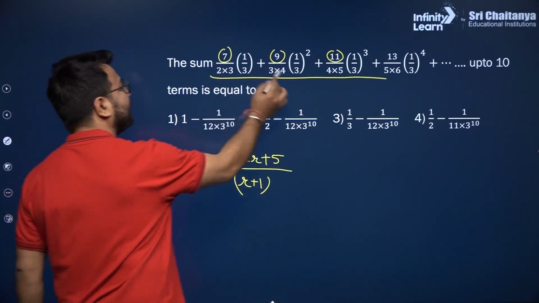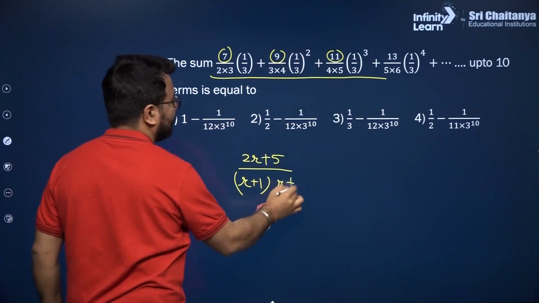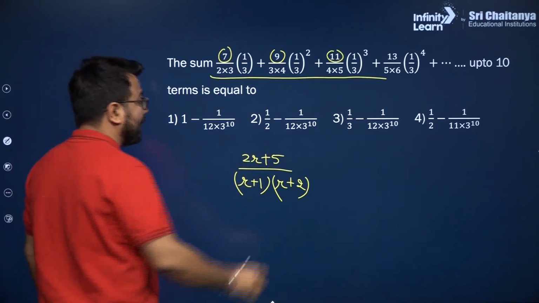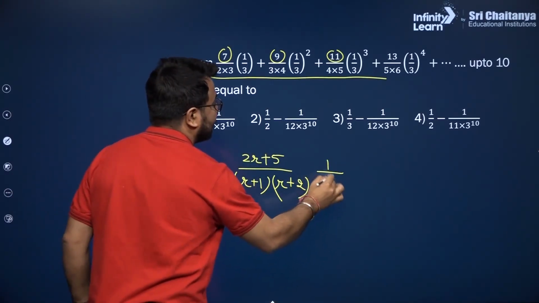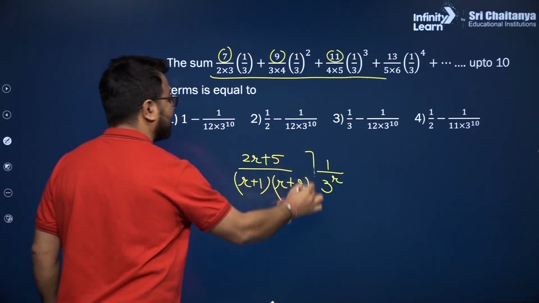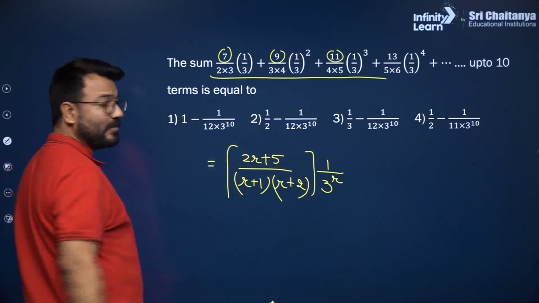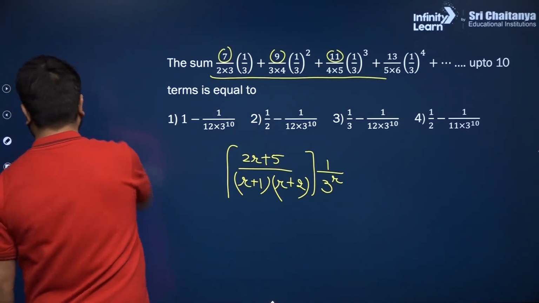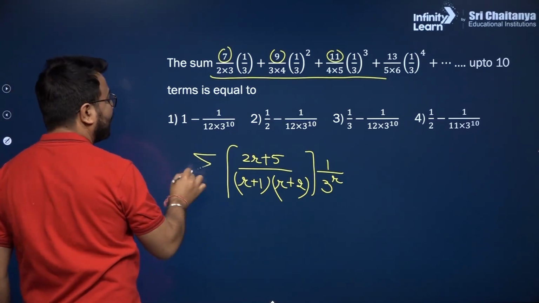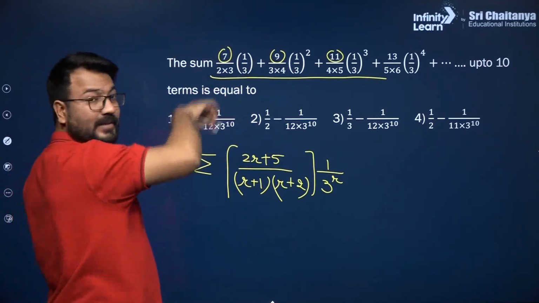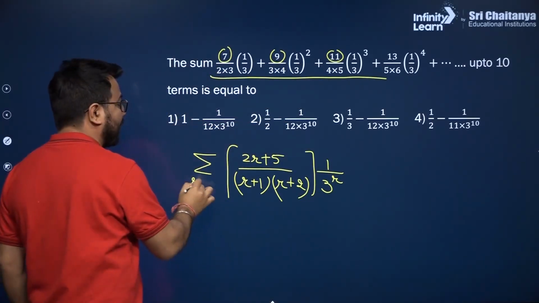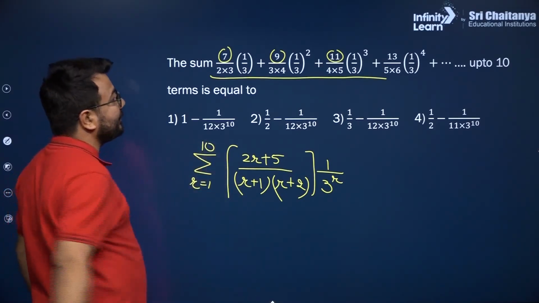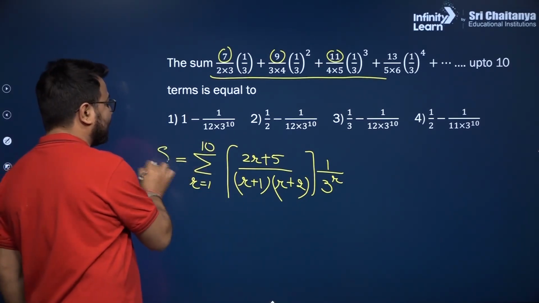And here we have 3, 4, 5. This will be r plus 2. So 2r plus 5 upon (r plus 1)(r plus 2). Along with that, 1 upon 3 raised to the power r is also given to us. So this is the rth term of this expression. Now if I have the rth term, then I can apply the summation to this rth term to write this entire sequence in the form of a summation where r goes from 1 to 10.